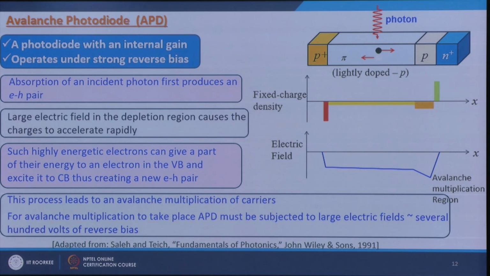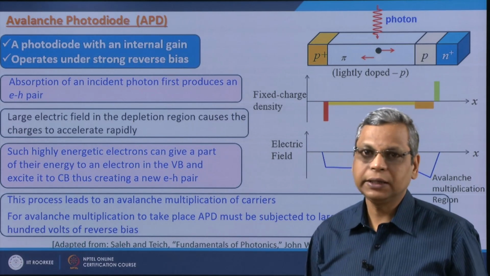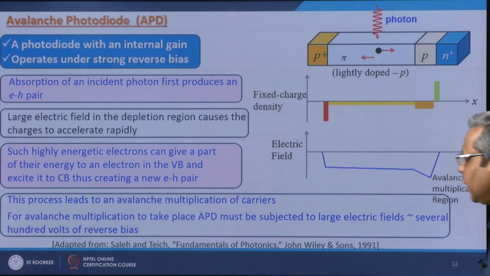But to have this avalanche multiplication, what you need is very strong reverse bias. So, you need hundreds of volts of reverse bias for this.